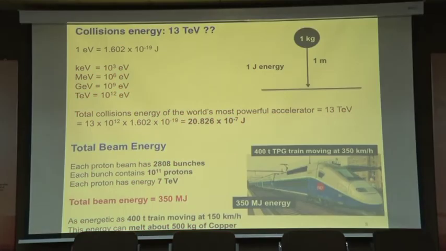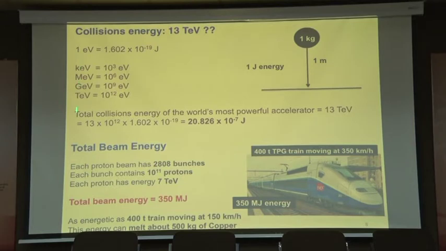So let us try to understand the energy involved in this. At LHC the total energy of collision is 13 TeV, that will go to 14 TeV maybe next year. So what is this 13 TeV? You know that electron volt, you are aware of, right? 1 electron volt is equivalent to 1.6 into 10 to the power minus 19 joule, right?